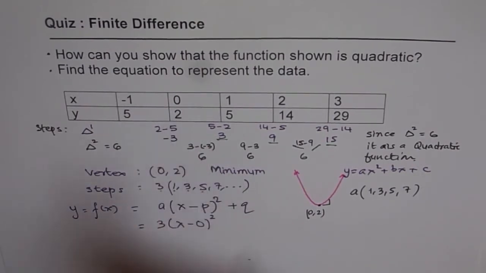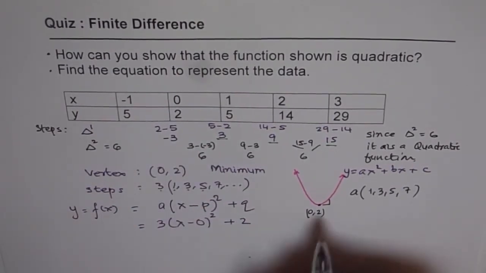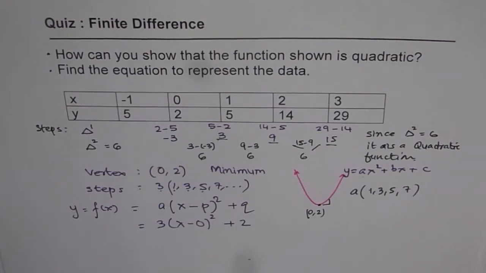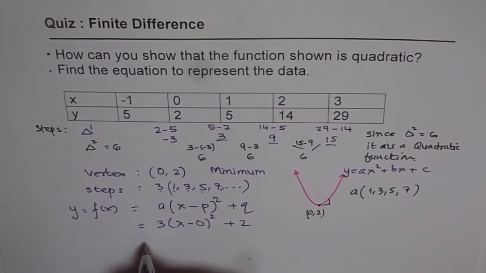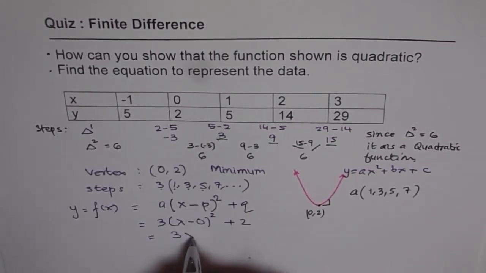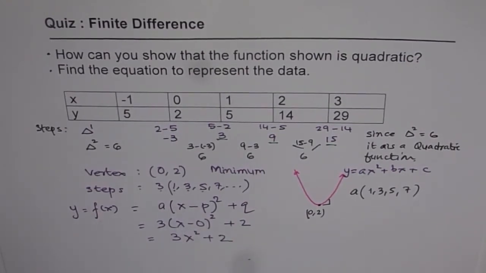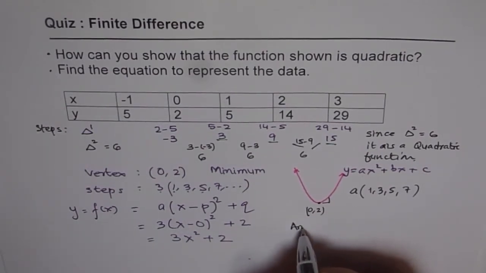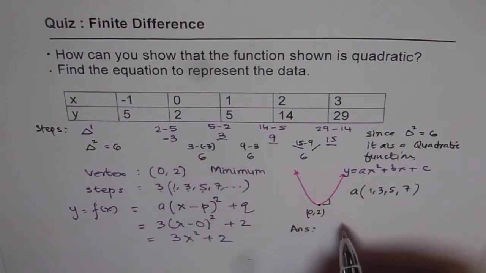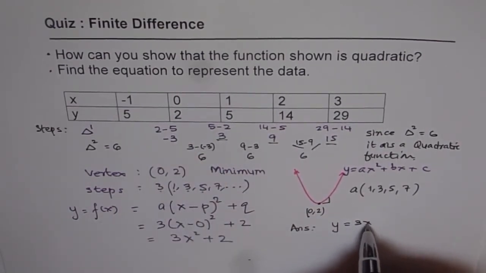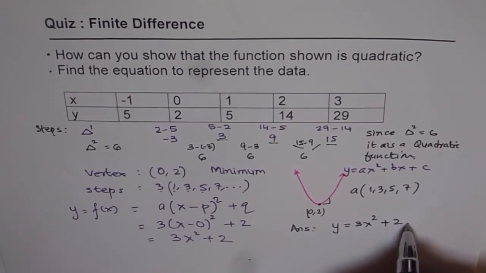And the minimum value here is 2, so plus 2. That is the minimum value of the parabola, right? And therefore you get your equation, which is 3x squared plus 2. So that is your equation, correct? So we can now write down our answer clear and bold, and that is the equation which represents the data: y equals to 3x squared plus 2, right?